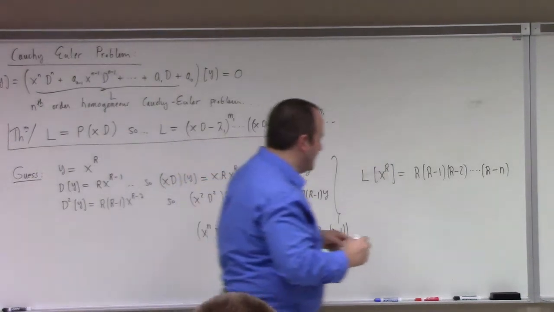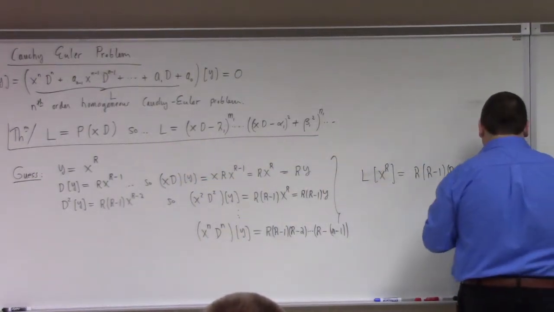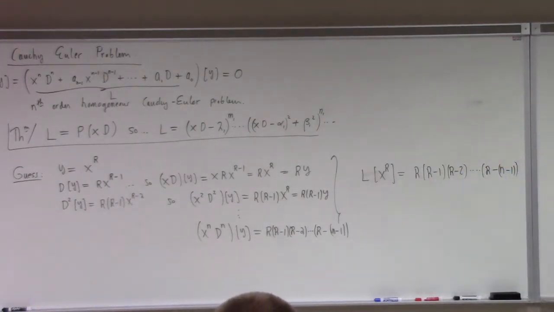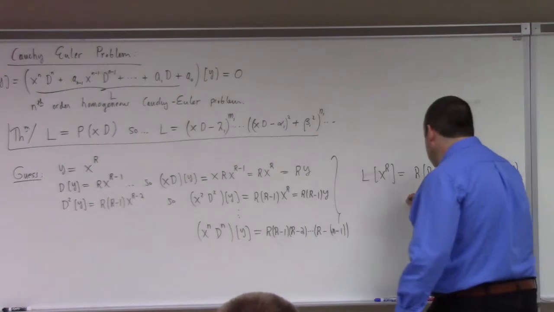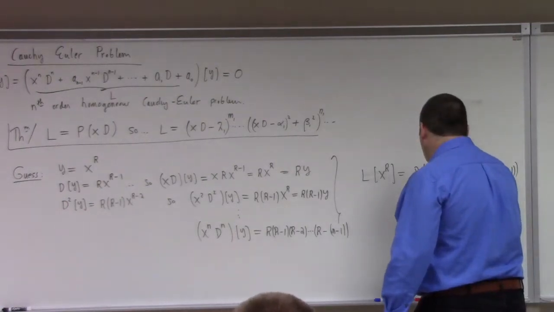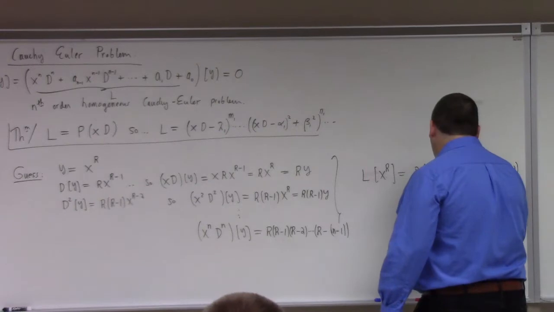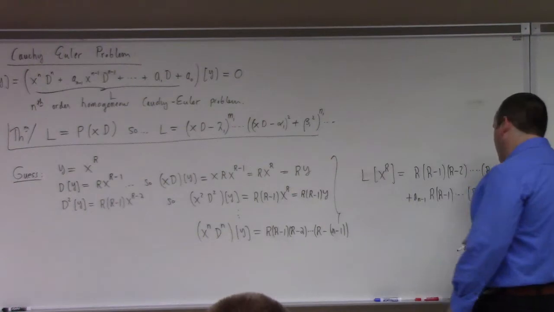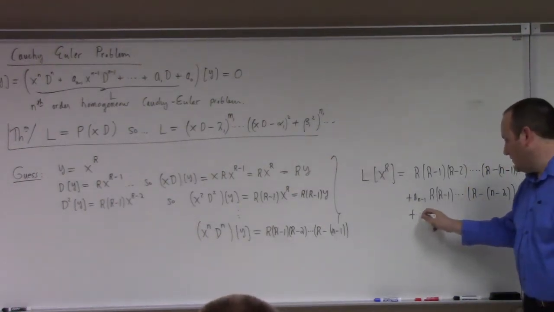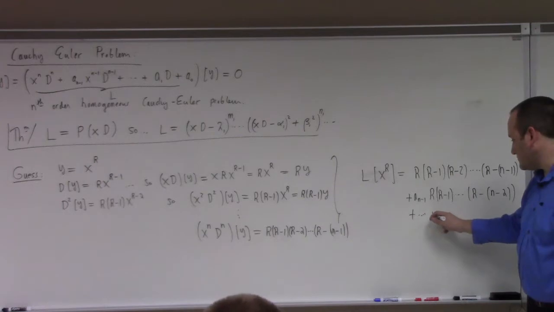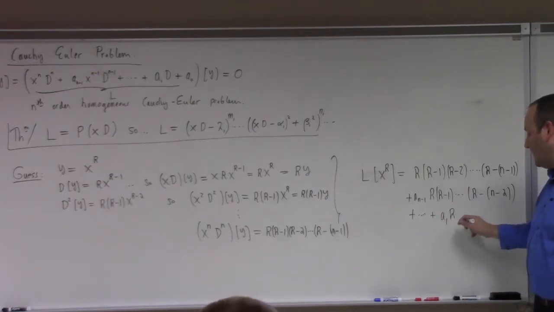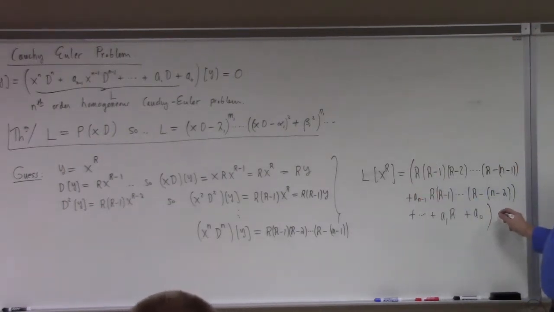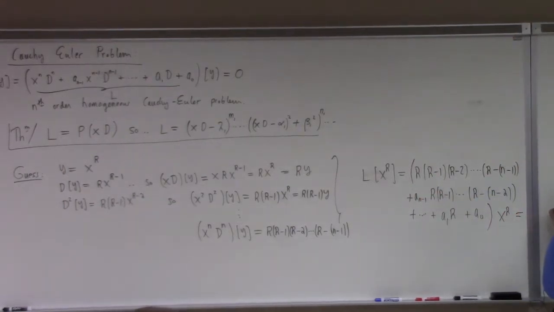Ha, I tricked you guys. Okay, that was not on purpose. So that's just from the leading coefficient. Then plus a sub n minus 1 times r times r minus 1 times up to r minus n minus 2, and so on, all the way to the end, plus a1 r plus a naught. This whole monstrosity times x to the r equals 0.